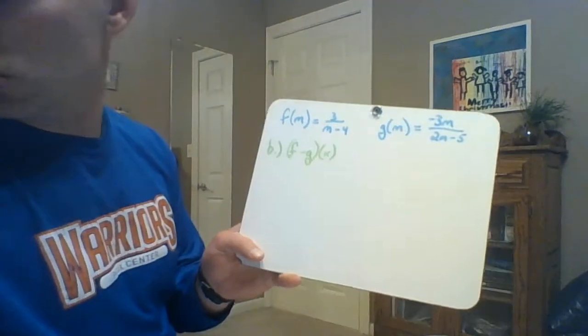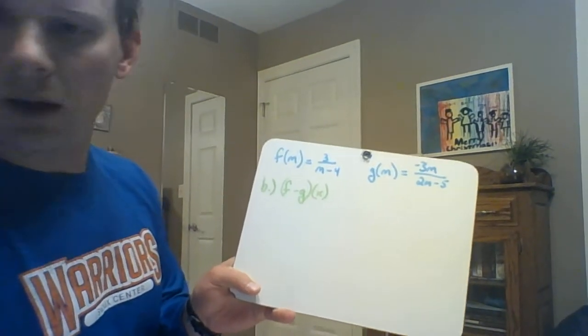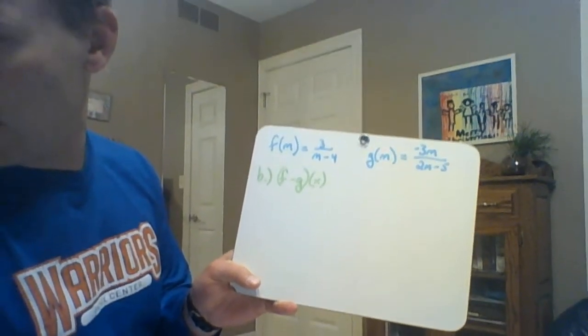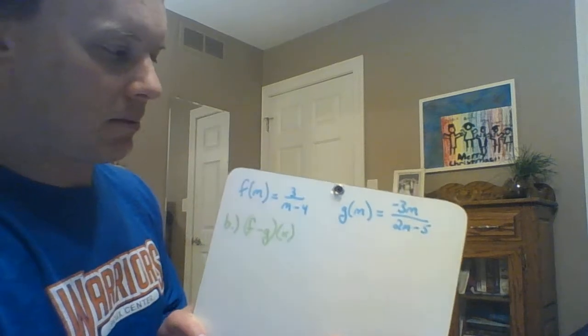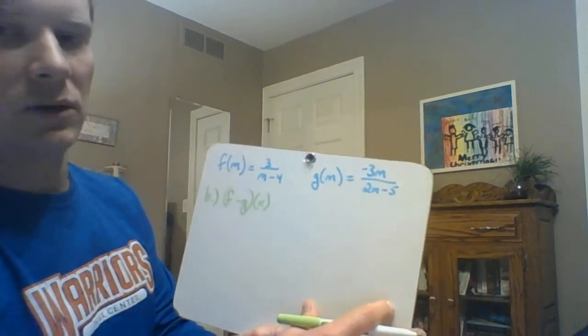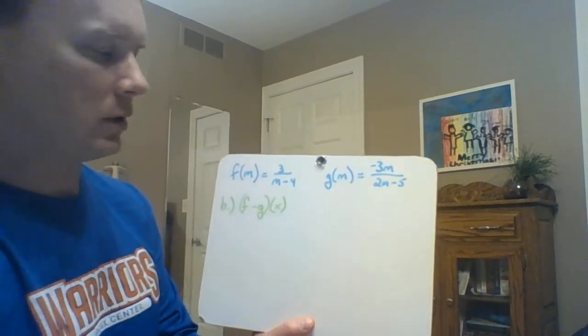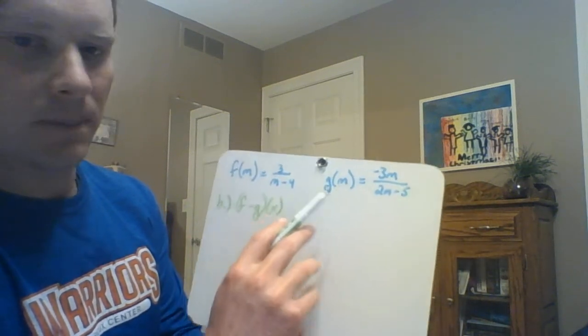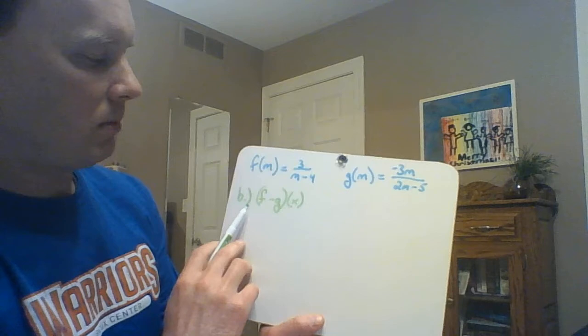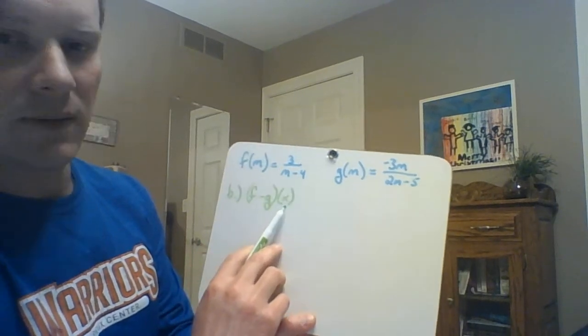This is number 2, and I'm going to start with letter B actually. This one asks you to subtract functions. So, we're again looking at combining functions. In this case, we are simply doing algebra with functions. So they give you two functions, f of m and g of m, and they're asking you in B, what is f minus g of x?